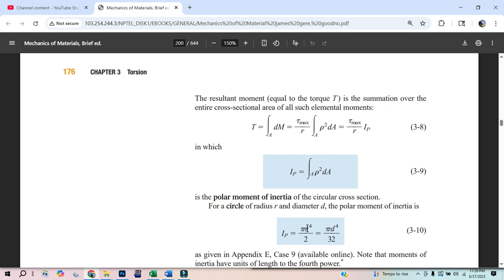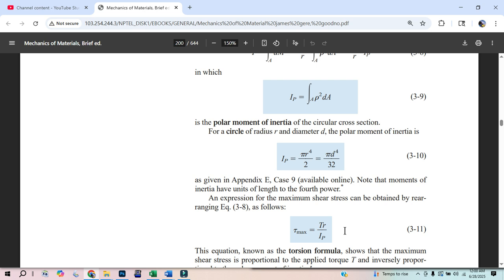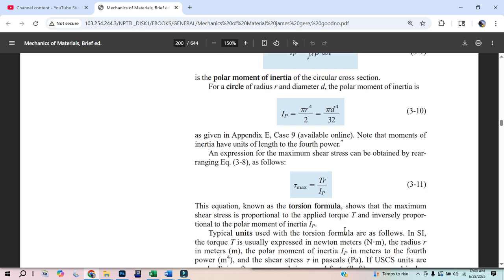If I say this radius is diameter divided by 2, I'm going to have diameter to the 4th, but I'm going to have 1/2 to the 4th. Well, 2 to the 4th is 2 times 2, which is 4, and then 2 times 2, which is 4, and then 4 times 4, which is 16. So I'm going to have a factor of 16 downstairs, so 2 times 16 is 32, and we have that value of pi d to the 4th divided by 32.